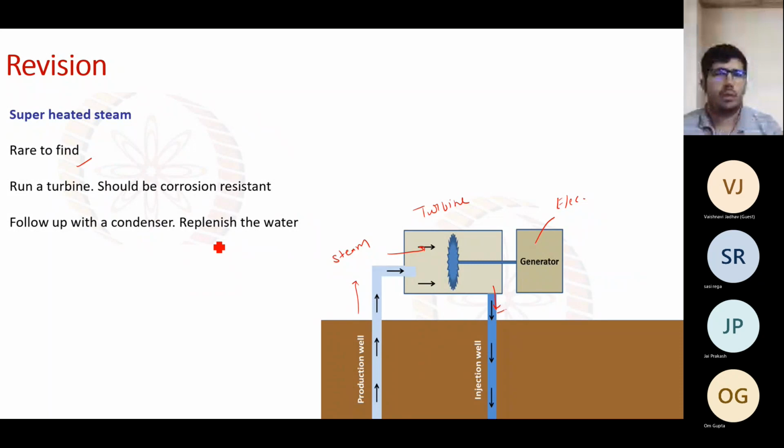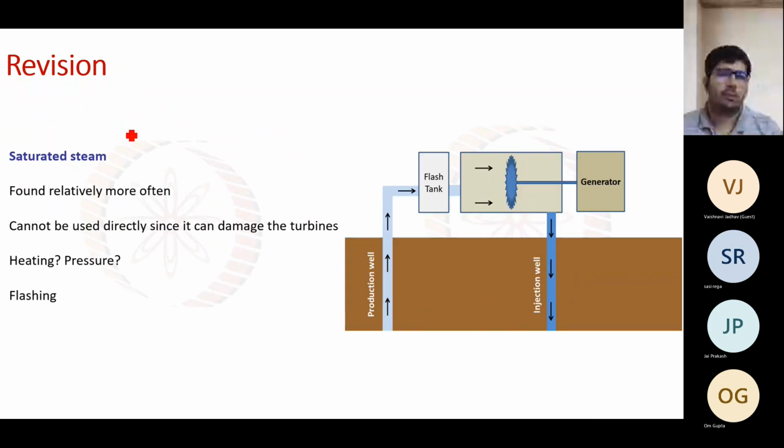And this one is the saturated steam, like you can say the flash one. We are using a flash tank or flash chamber. This flash chamber will increase the amount of steam, and run the turbine.